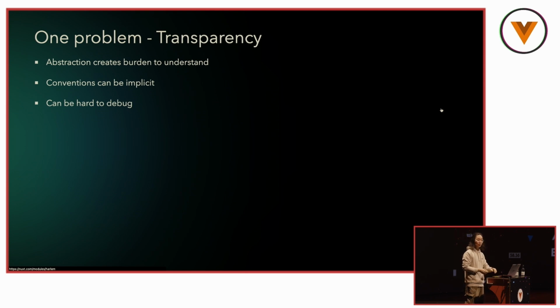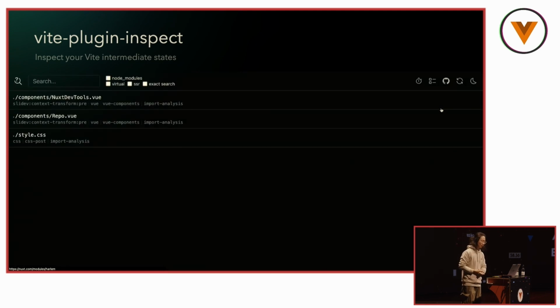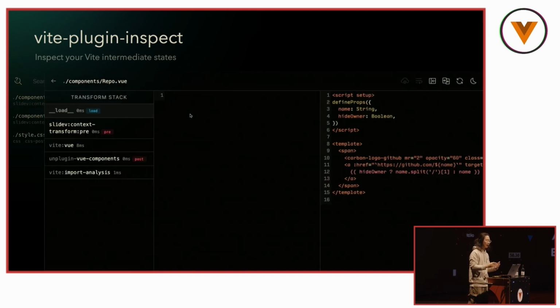So how can we improve that? I made a tool to solve the exact same problem I had in Vite. It's called Vite plugin inspect. It's a virtual UI to help you inspect the intermediate stages of your Vite transform pipeline. So here is the demo. You can see this is just a few components I had for my slide deck, and I can click each file and see.